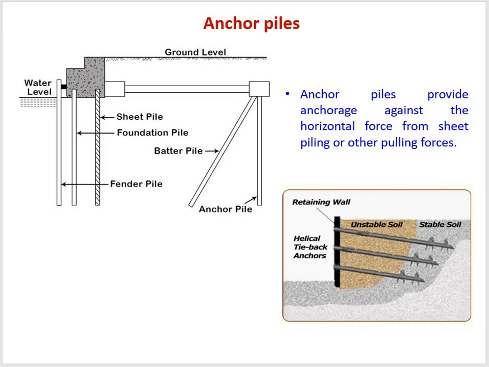So in such cases, if the retaining wall is failing, we can stabilize that retaining wall by construction of anchor piles. So you can either drive the anchor piles, or you can jet the concrete to form the anchor piles. So not going into the details. That is the role of anchor piles, where it resists the pulling force coming from the retaining wall or sheet piles, etc. So that is all about various types of piles.